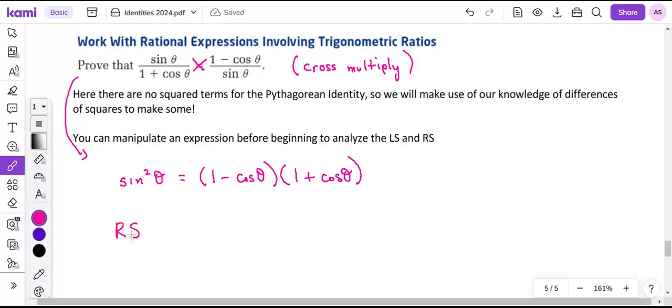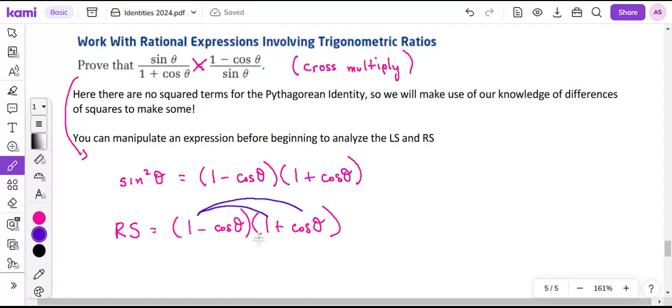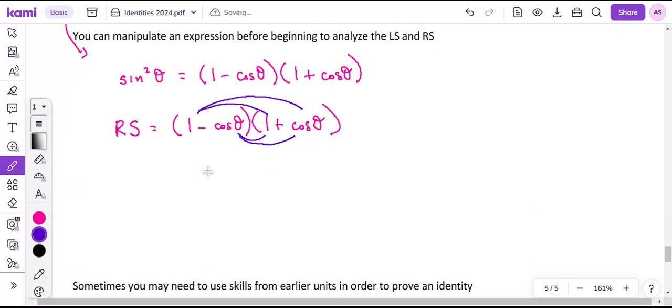Let's begin. The right-hand side, I'll rewrite it. It's 1 minus cosine theta, 1 plus cosine theta. Now that looks like a binomial times another binomial. And you guys know how to multiply 2 binomials together. You can use FOIL or whatever you call it, double rainbows. FOIL, first, outside, inside, last. But yeah, let's try just multiplying those 2 binomials together, and we'll see what falls out.